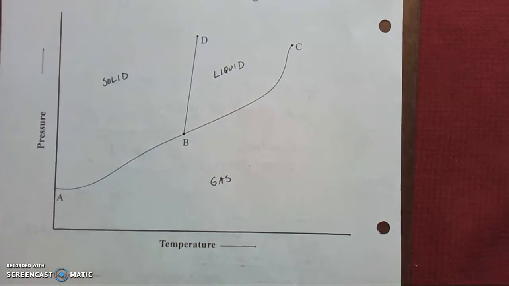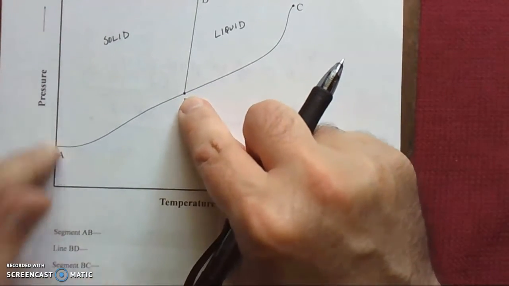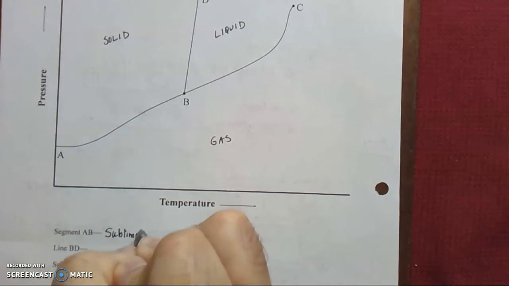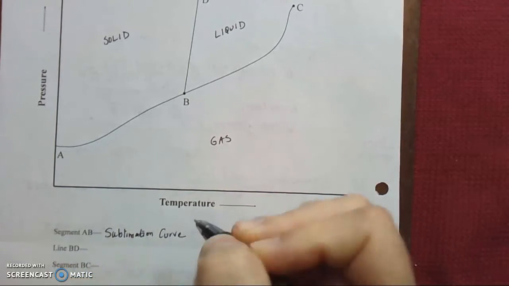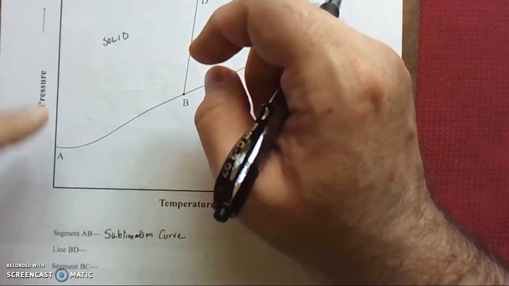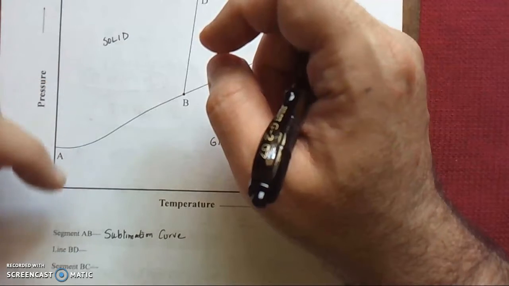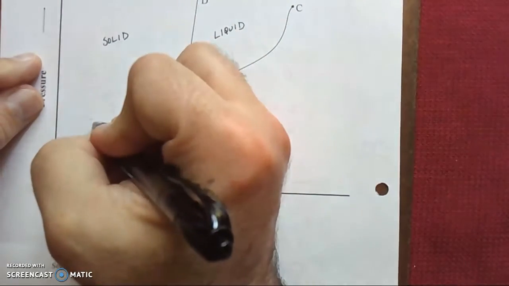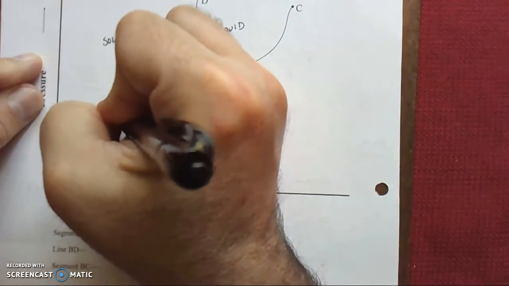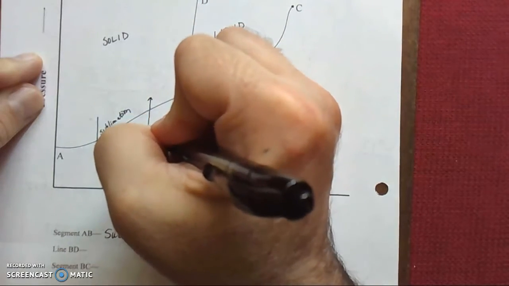So if we look at these different areas, segment AB, so this line segment right here between a solid and a gas, is called the sublimation curve. So we can cross this line by increasing or decreasing pressure, or if we hold pressure constant, we could increase or decrease the temperature. So depending on where we start and where we end up, we have our different phase changes. So if we're going from solid to a gas, we have sublimation happening. And if we go from here, a gas up to a solid, we have deposition occurring.